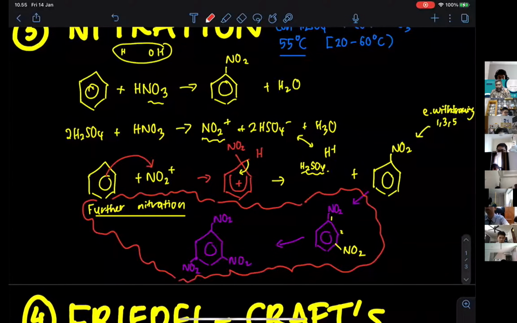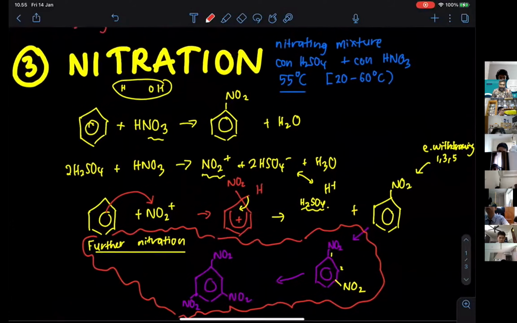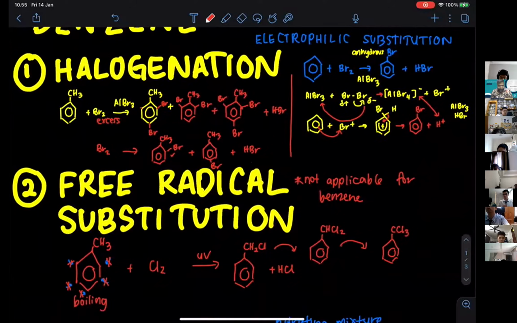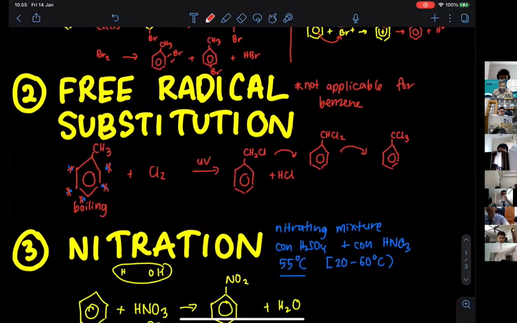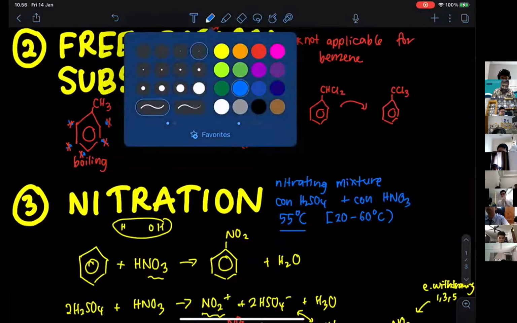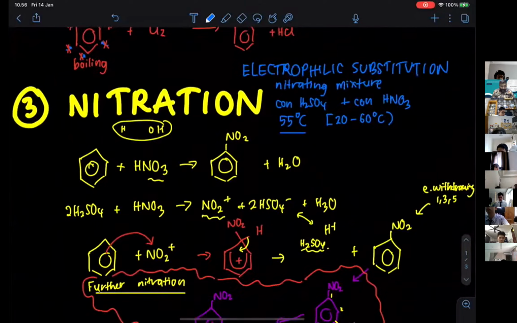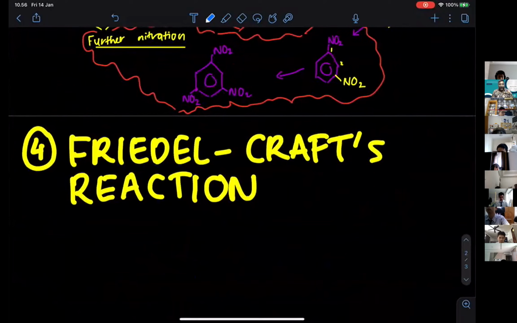Please take note, you need to follow the electron withdrawing condition. So they will have the further nitration that way. That is still, as I told you, electrophilic substitution. Number 1 was free radical substitution. Nitration is again electrophilic substitution. And if you move on further, the next one is going to be the Friedel-Crafts reaction.